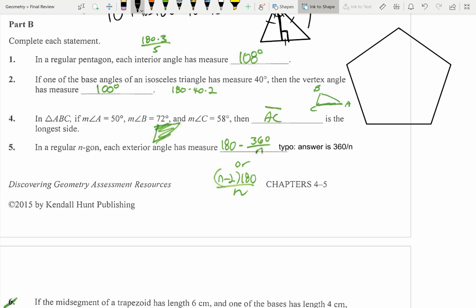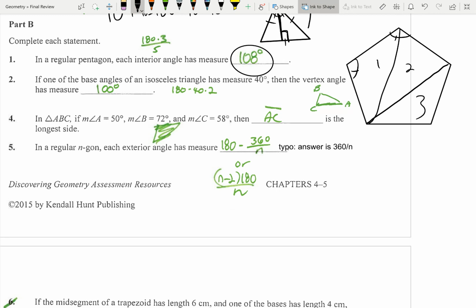Okay, so in a pentagon, what you can do is divide it into triangles. So I have 1, 2, 3 triangles. Each triangle is 180 degrees. So you go 180 times 3, right? But if it's a regular one, that means that all of the angles are congruent. So if you divide by 5, you're going to get each angle being 108 degrees. And that is what they'll each measure.